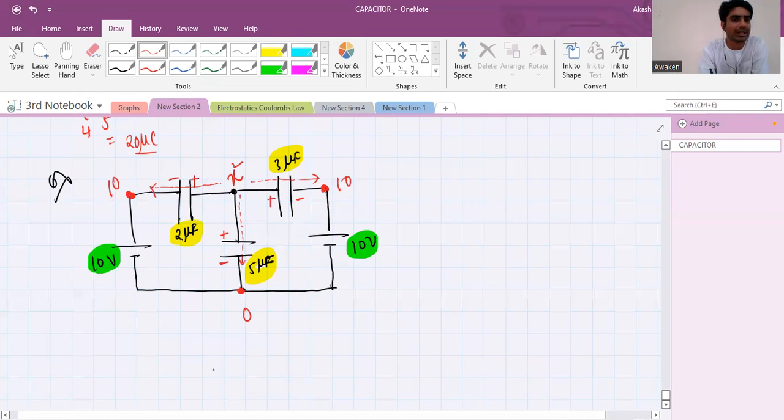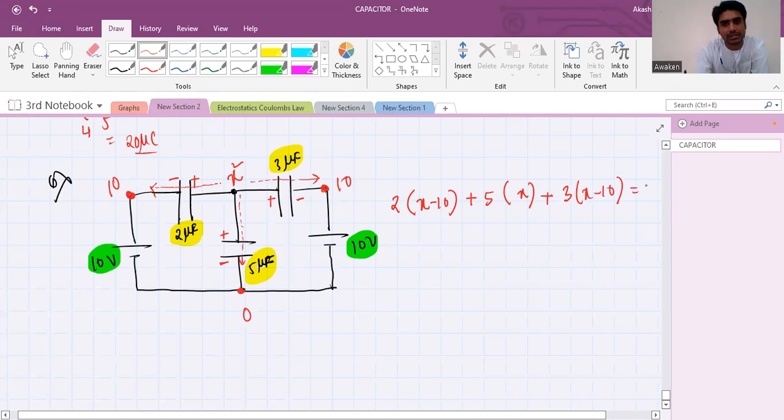Now, what is the charge on the left 2 microfarad? Q equal to C into V. So C, what is V? X minus 10. Agreed? Plus the bottom 5 microfarad, what is the charge? C multiplied by V, that is x minus 0, 5x. Got it? And for the right one, you tell. 3 into x minus 10.